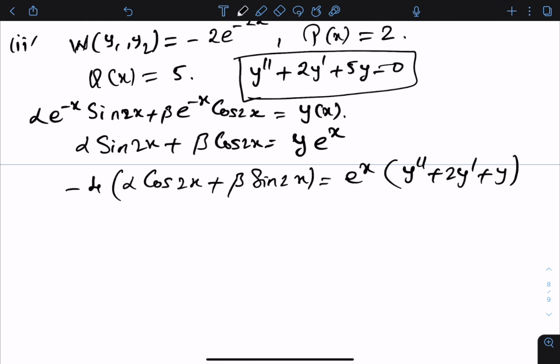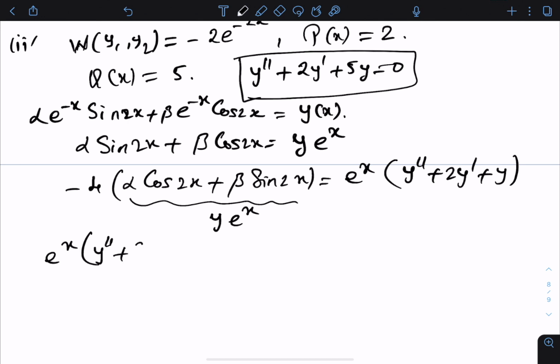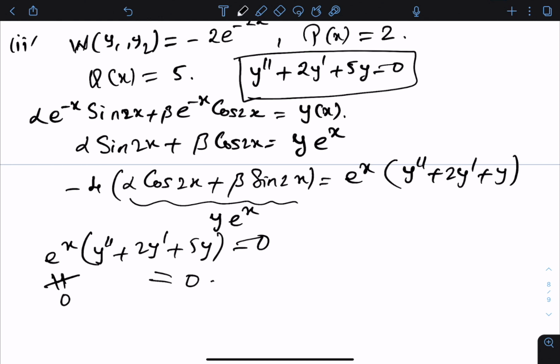But this alpha sine 2x plus beta cos 2x, times e power minus x, is precisely y. So it's minus 4y. So that's going to give you e power x times (y double prime plus 2y prime plus 5y) equal to 0. This e power x is non-zero, which means the rest has to be 0. That's the differential equation that you get.